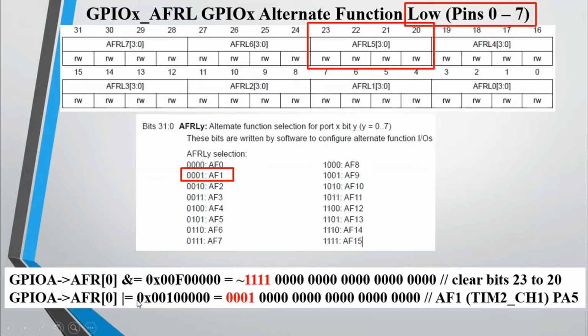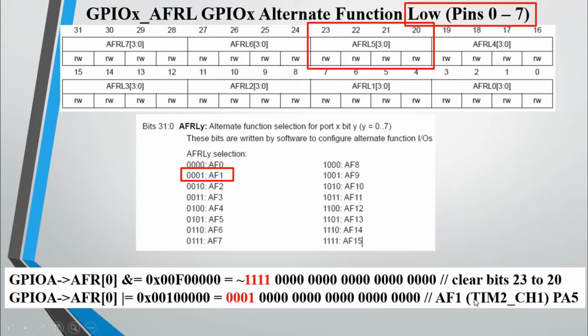So by writing OR equal to 00100, you are setting the 20th bit as 1. All other bits are already 0. So by doing this step, you are configuring PA5 with alternate functionality 1. What is that alternate functionality 1? Timer 2 channel 1, right?